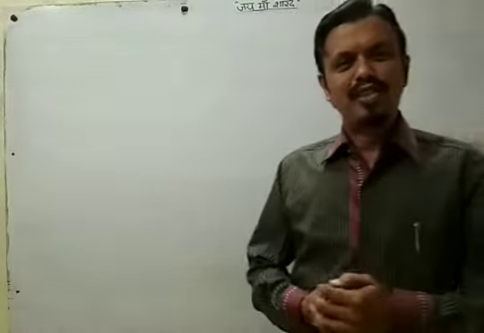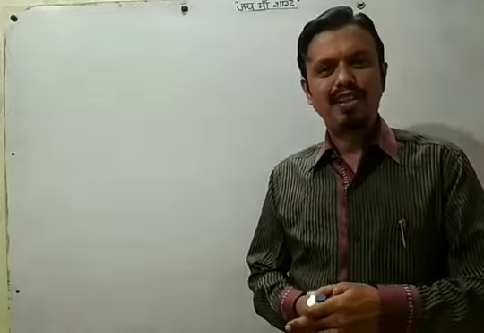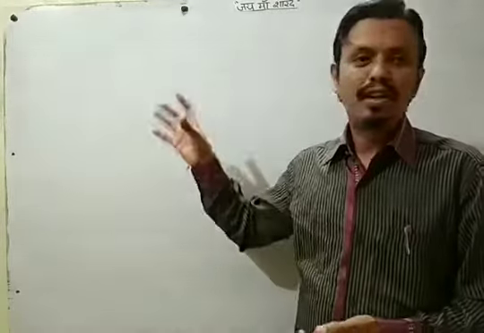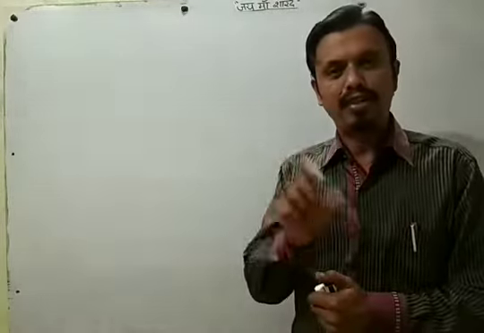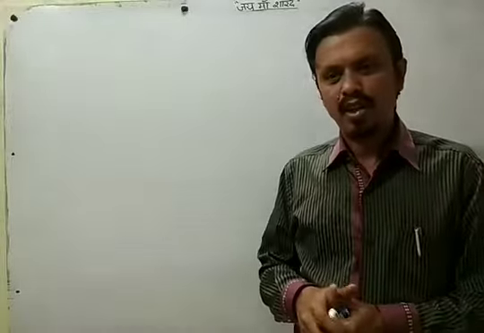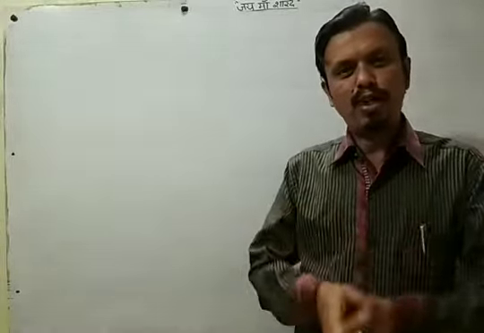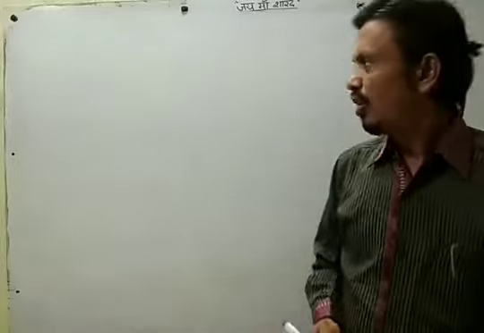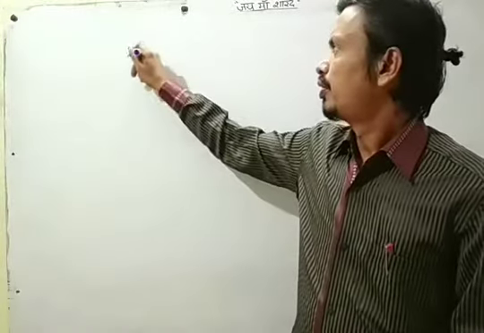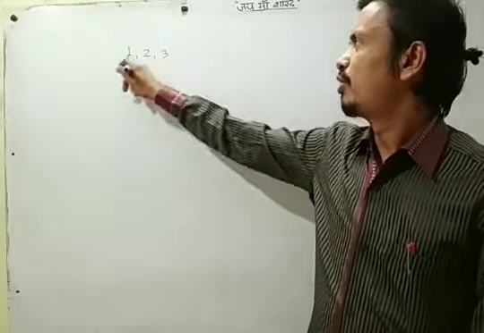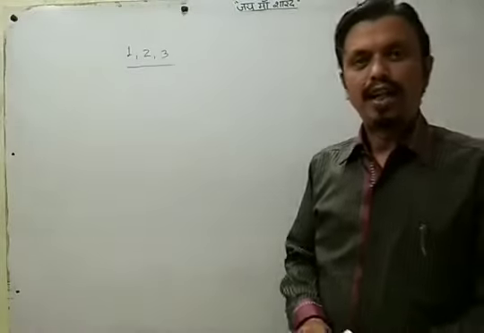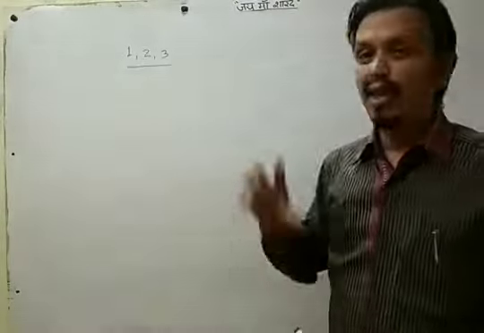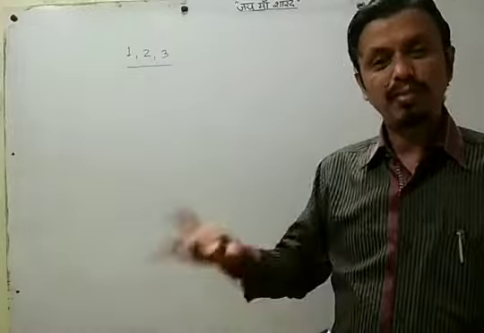Good morning, students. In the previous video we studied the fundamental principles of counting, multiplication and addition. Today we will start our main topic, permutation. Suppose we have three digits, 1, 2, 3, and from these three digits we want to form some numbers. How many numbers can we form?